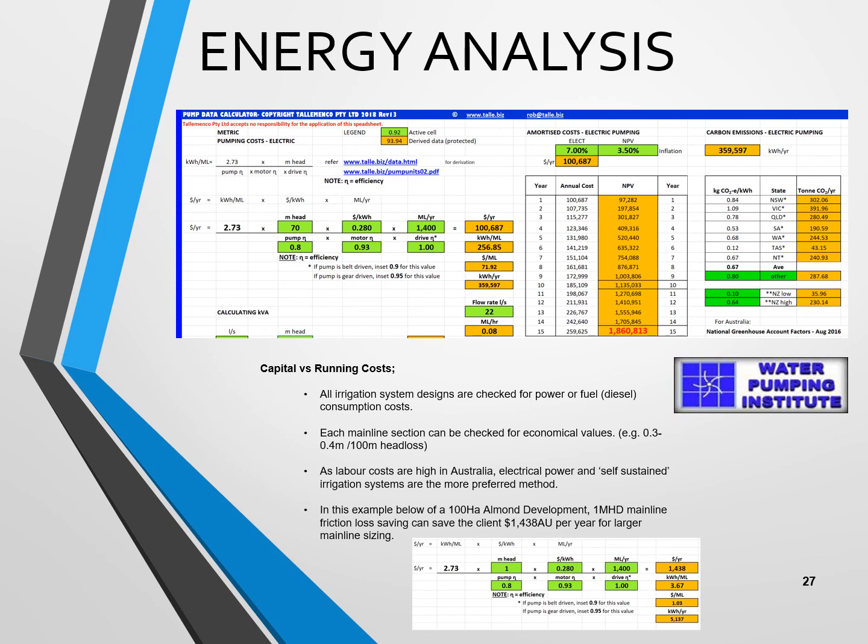In this quick example here, I've shown a 100 hectare almond development. Saving 1 metre head friction loss in the mainline can save the client nearly $1,500 a year for the bigger size mainline.